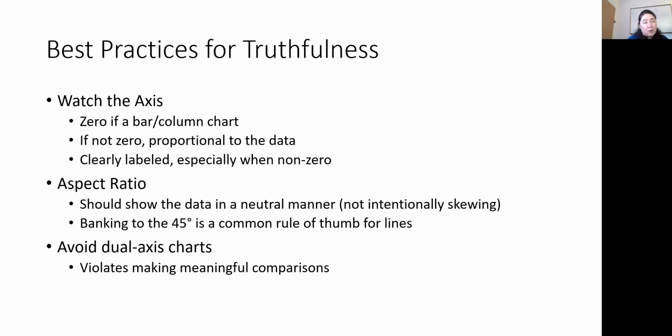Aspect ratio. Basically, it should show the data in a neutral manner, so you're not intentionally skewing it one way or another. It can be hard to suss out whether you're doing a good or a bad job on this.